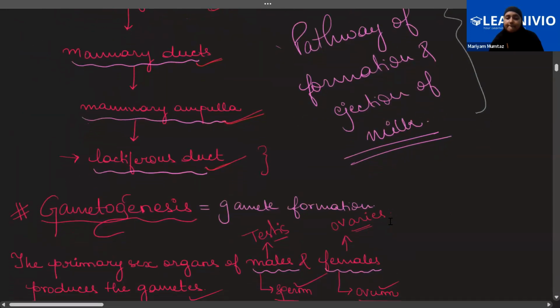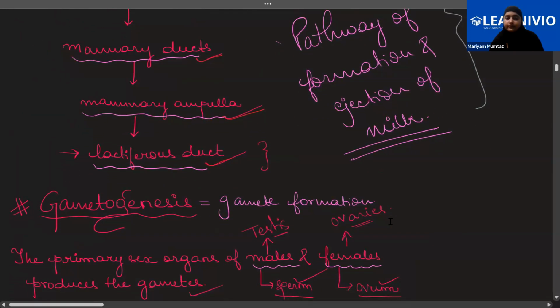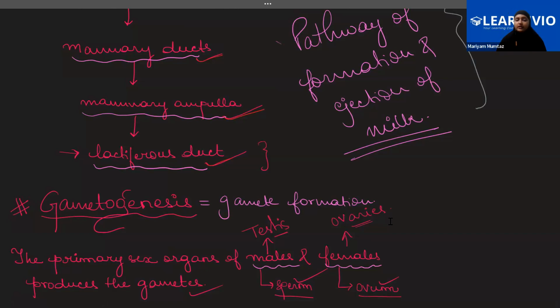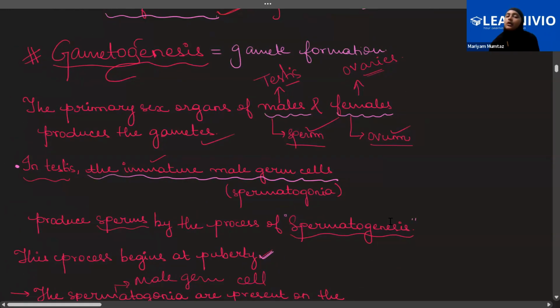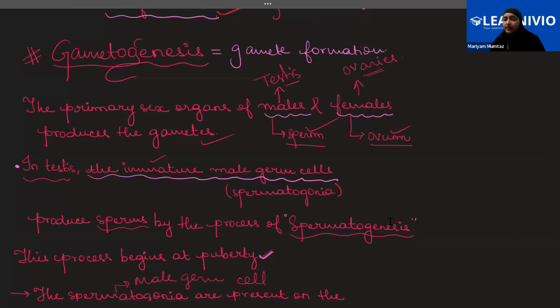No, ma'am. Okay, so with this, we have completed the male reproductive system and the female reproductive system. Now we're moving on to gamete formation. We have studied the structures that are involved in the male and the female reproductive system. Now we'll talk about how the gametes are formed.